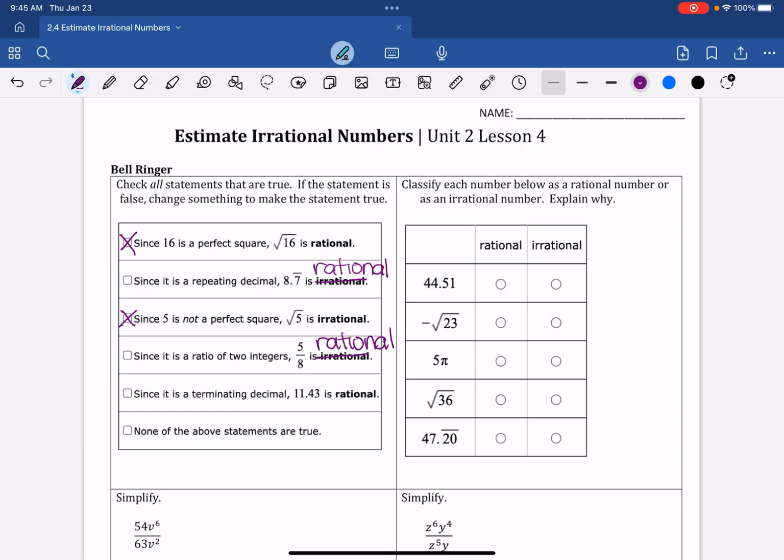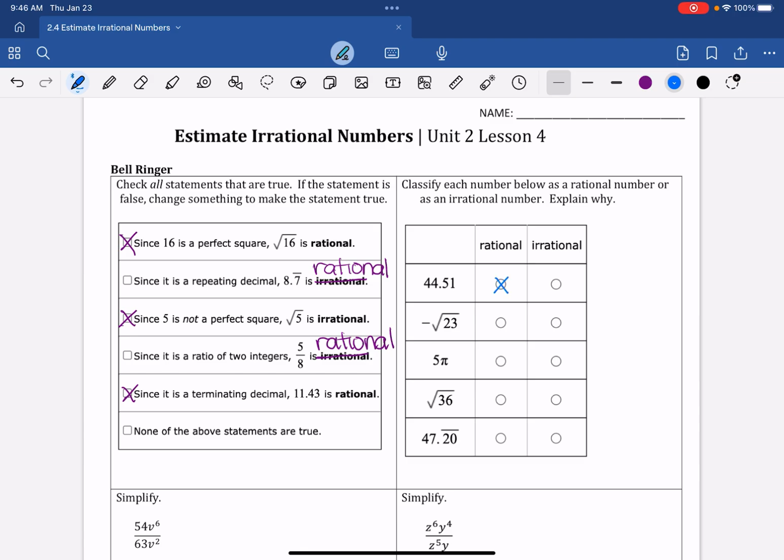Since it is a terminating decimal, 11.43 is rational. That is true. All terminating decimals are rational. So over on the next problem, it says classify each number as rational or irrational. So 44.51 is rational because it's a terminating decimal.